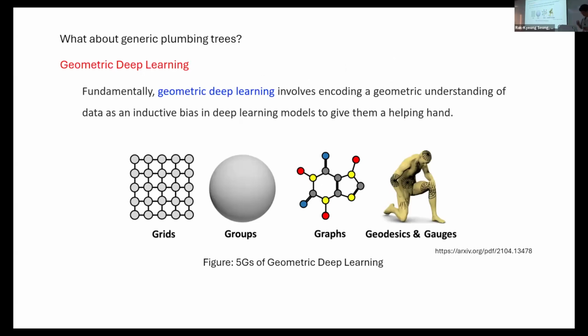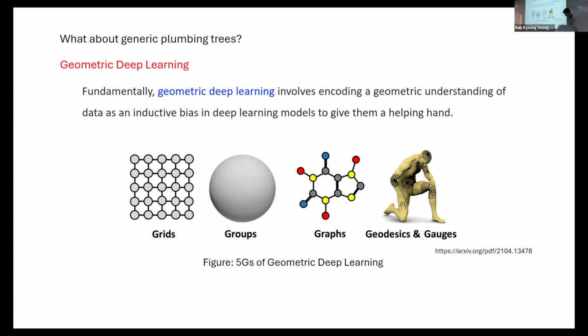As I told you, this Z-hat invariant is only for weakly negative definite plumbings. Then how about generic plumbing trees? We have no idea how to distinguish whether two plumbings represent the same manifold or not.